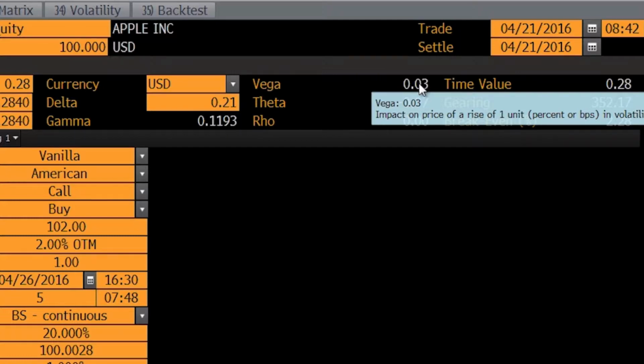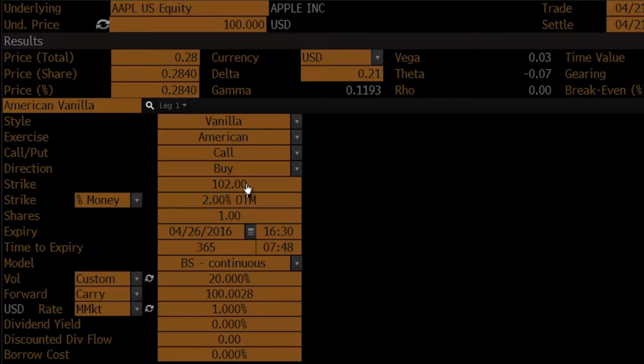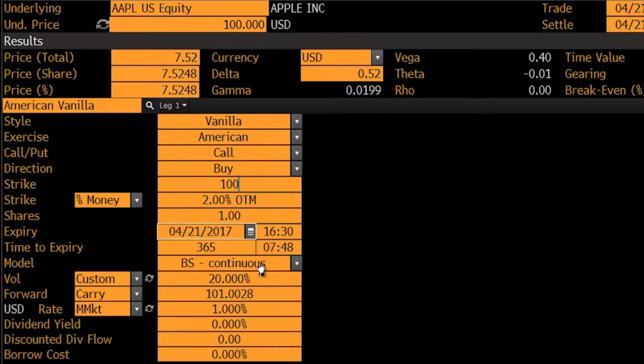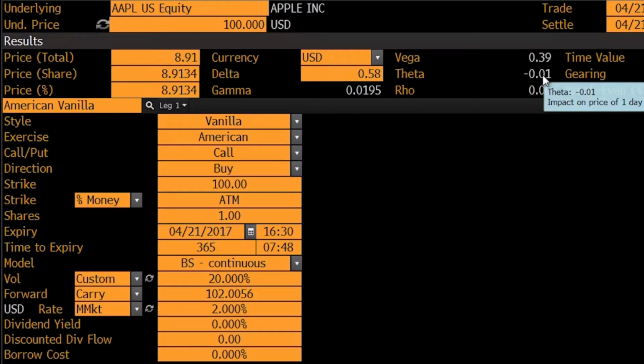Part B, why was a 5-day option chosen for question 2? Question 2, you remember, was looking at theta. Well, here, my theta is 7 cents for that 5-day option. When I look at that 365-day option, 100 strike, 2% rates, that theta is only 1 cent. So the time decay is much, much bigger in a short-dated option.